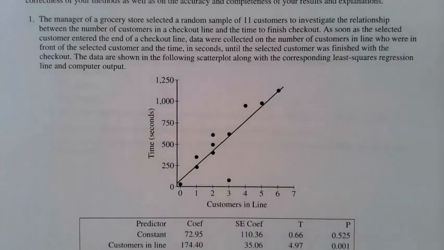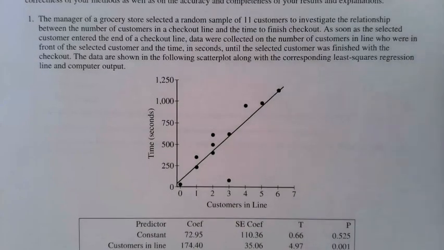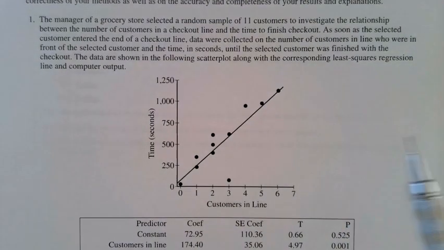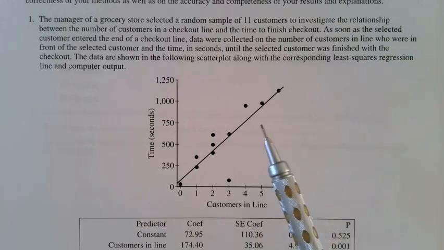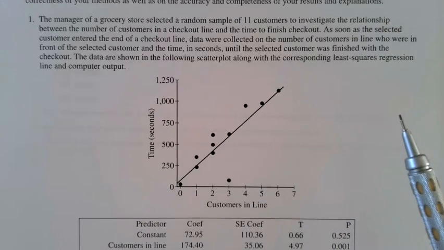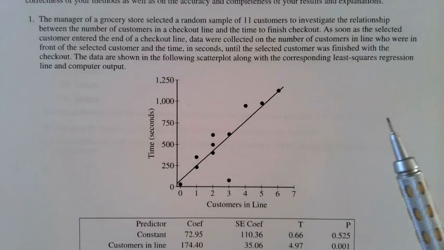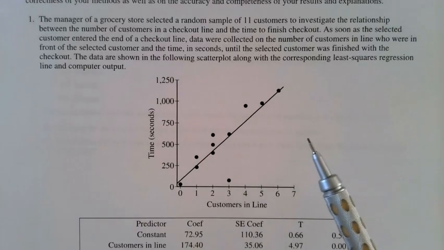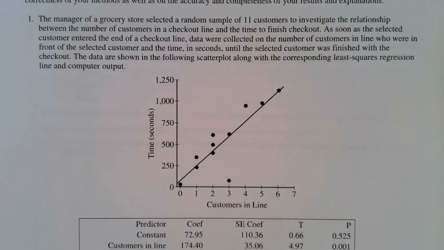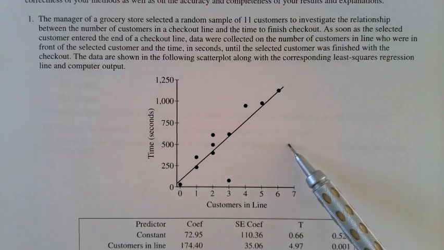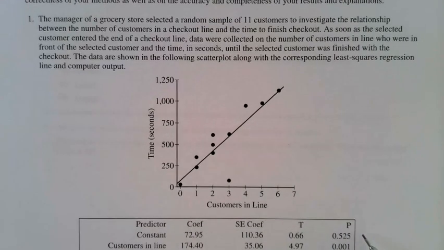The manager of the grocery store selected a random sample of 11 customers to investigate the relationship between the number of customers in a checkout line and the time to finish checkout. As soon as the selected customers entered the end of the checkout line, data were collected on the number of customers in the line in front of the selected customer and the time in seconds until the selected customer is finished with the checkout. The data are shown in the following scatter plot with the corresponding least squares regression line and computer output.